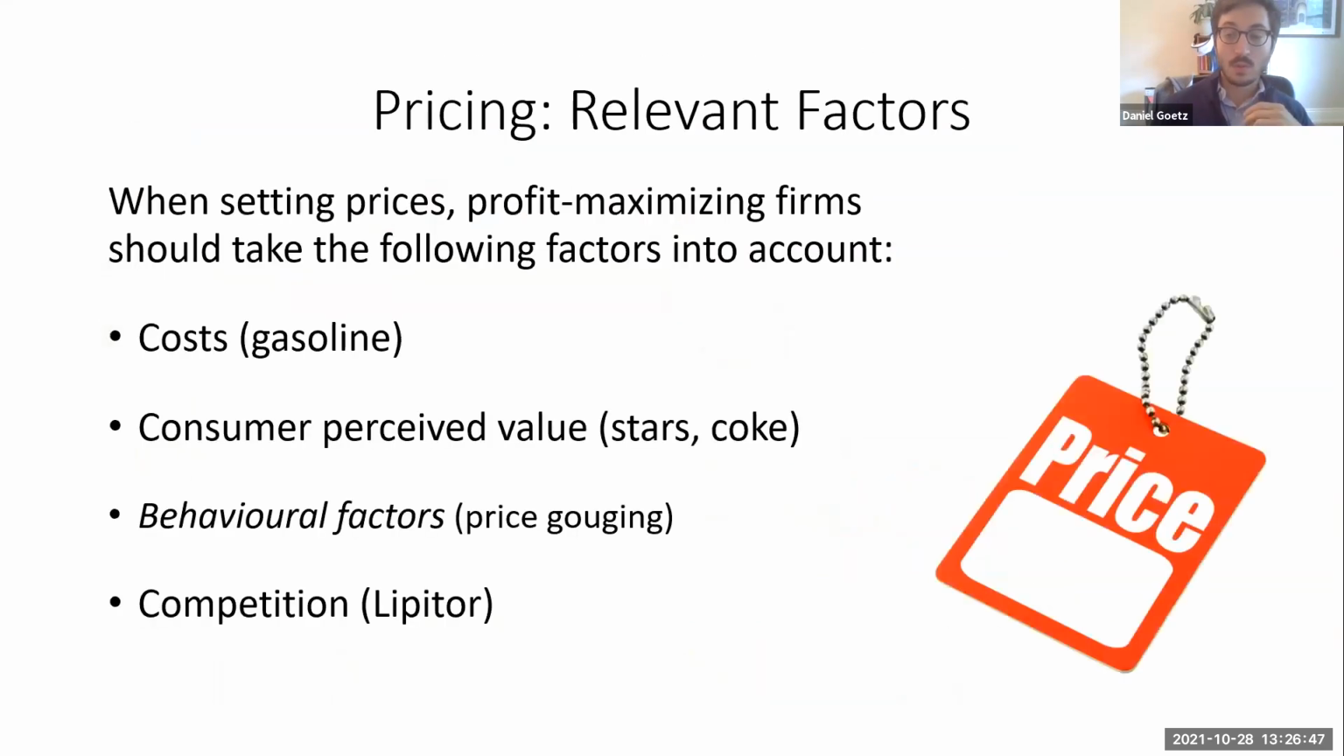So when you're setting prices, what should you care about? Costs, for sure. Consumer perceived value, right? We saw that with the stars and with the Coke. So it could be that people just value the product more, like with stars, or it could be that the context has changed and now the same product, they value it more in this new context. Behavioral factors, right? So price gouging and price fairness, and then competition. So these four things should all affect your pricing.